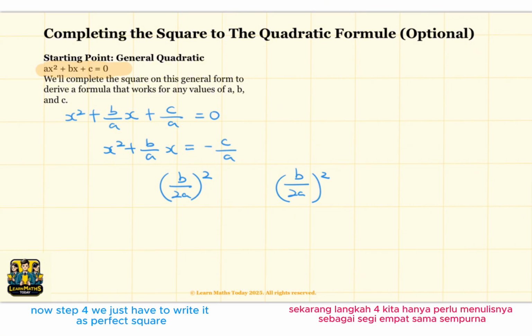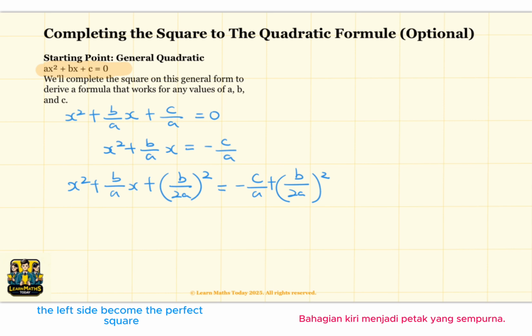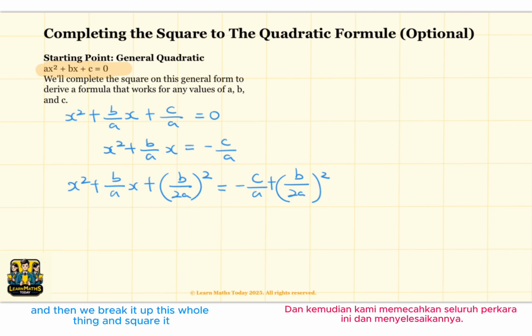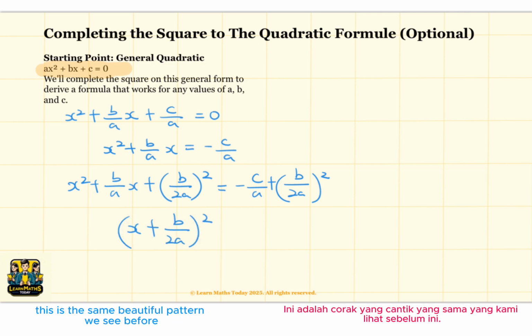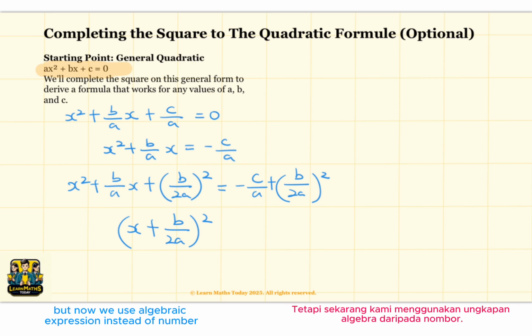Now step 4, we just have to write it as a perfect square. The left side becomes the perfect square, x plus b over 2a, and then we bracket up this whole thing and square it. This is the same beautiful pattern we saw before, but now we use an algebraic expression instead of a number.